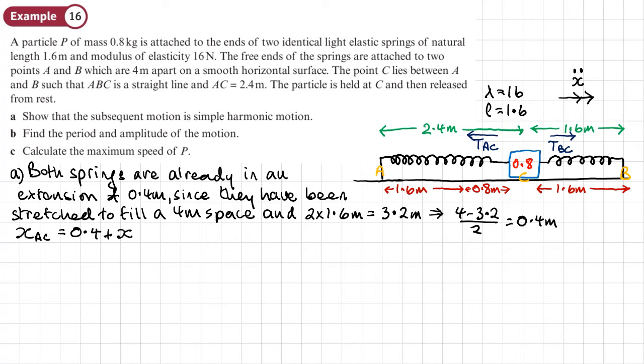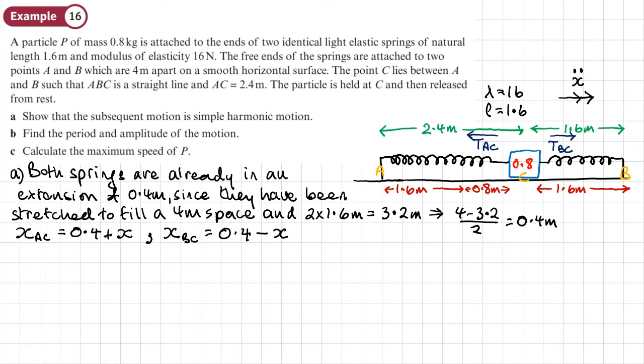Now if we do the same for the other spring and want to work out the extension of spring BC, it's already in extension of 0.4, but it's going to be a slight compression of that extension of x. So one spring gets stretched more than 0.4 beyond its natural length, whereas the other spring is already stretched 0.4 beyond its natural length, but gets squashed slightly because the other spring is extended. So you can see if one is squashed a bit, the other one stretches, and so on.